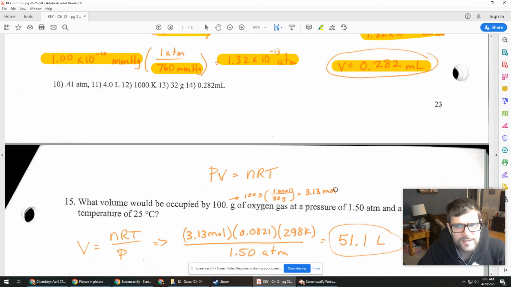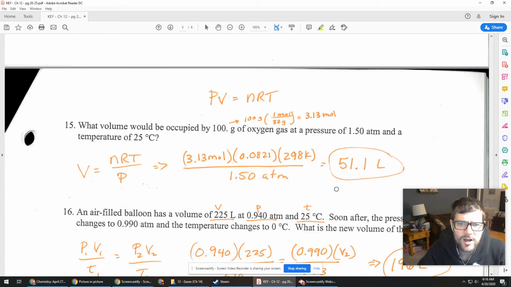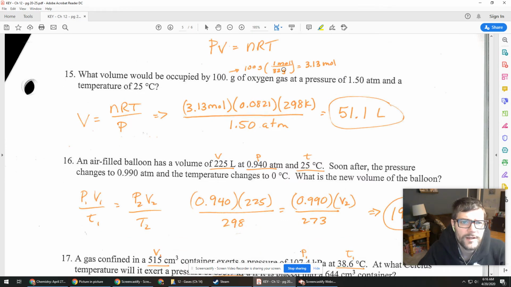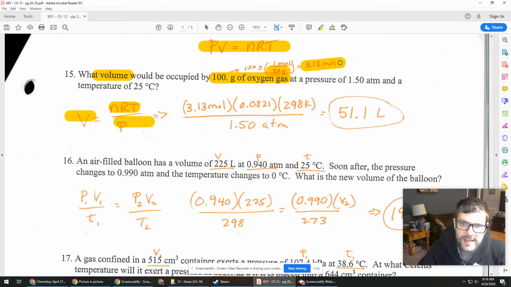So you can see we can do some various somewhat complicated problems here. That was 23. Here on 24, again, using our equation, it's a lot more of the same general idea. What volume? So I'm going to solve for volume. I'm going to take my 100 grams of oxygen gas, divide it by the molar mass to figure out how many moles, plug that in. Gas constant, temperature in Celsius needs to be converted to Kelvin, divided by the atmospheres, the pressure, and get my answer.